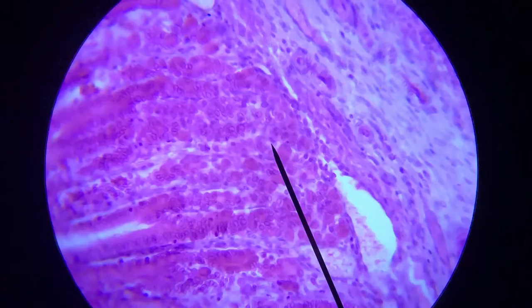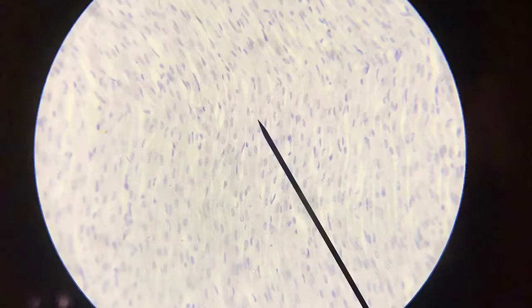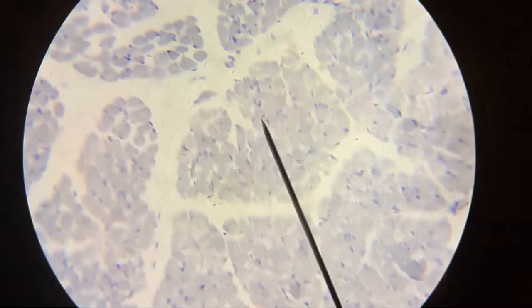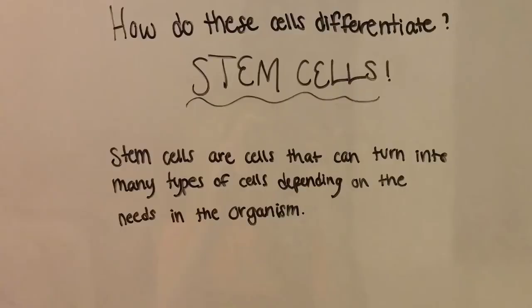So now you may be wondering, how do these cells differentiate? Like, how come these stomach cells become different from the cardiovascular muscle, which appears different from the skeletal muscles, which are different from the esophagus and the hair cells? The answer is stem cells. Stem cells are cells that can turn into many types of cells depending on the needs of the organism.